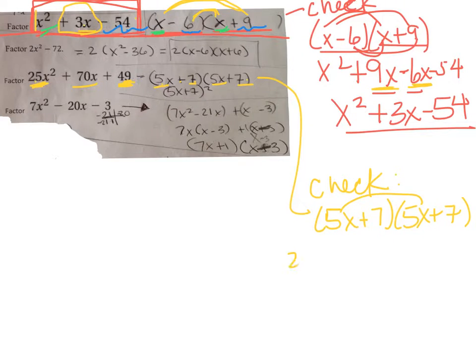5x times 5x is 25x squared. 5x times 7 is the 35x. 7 times 5x is 35x. And 7 times 7 is 49. Once you combine these like terms, you will in fact get back what you started. So keep in mind, if you have a quadratic trinomial where the first term's not 1 but is a perfect square, then see if they're both perfect squares and can be factored into the sum of the perfect squares.